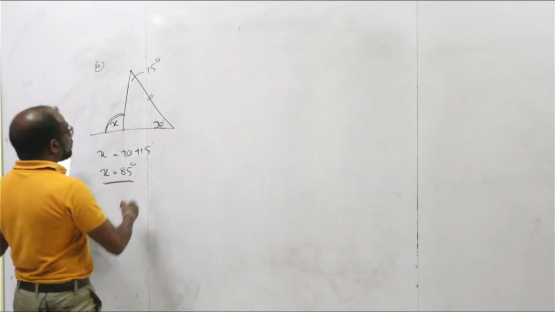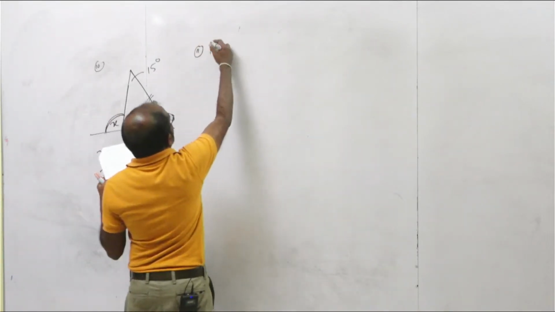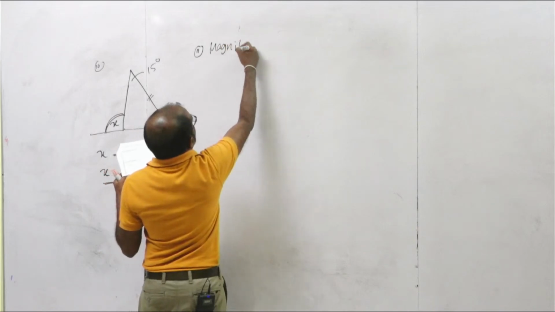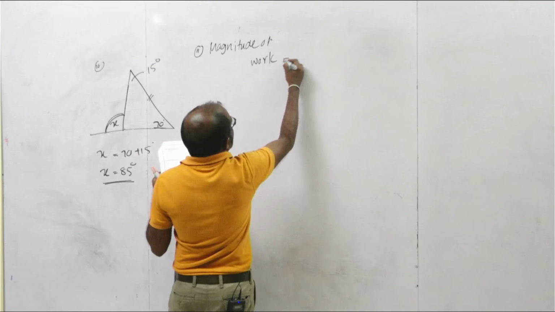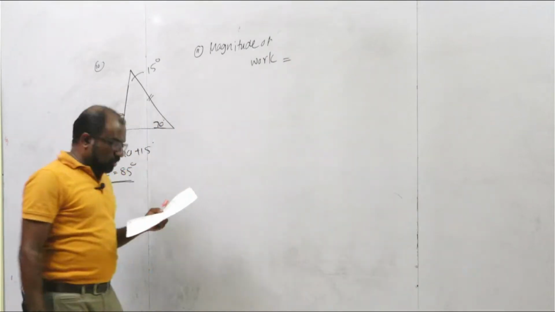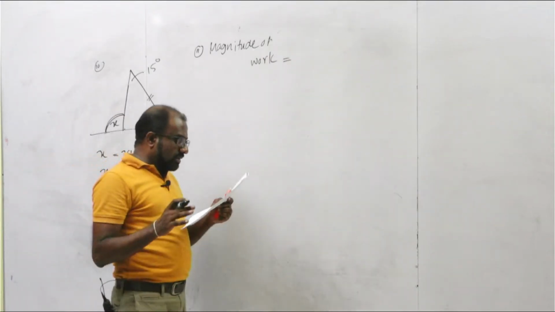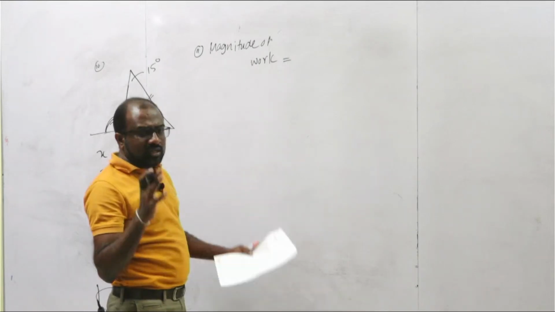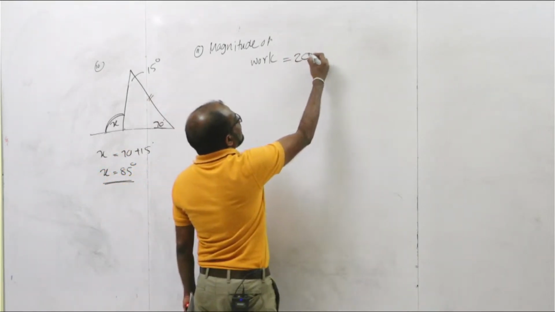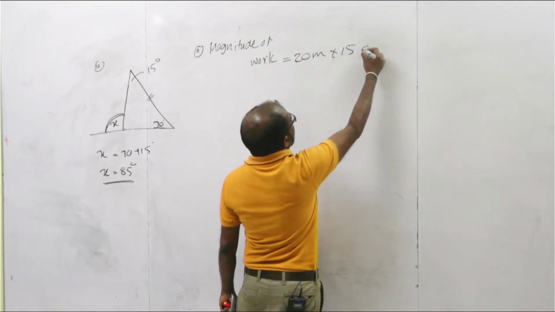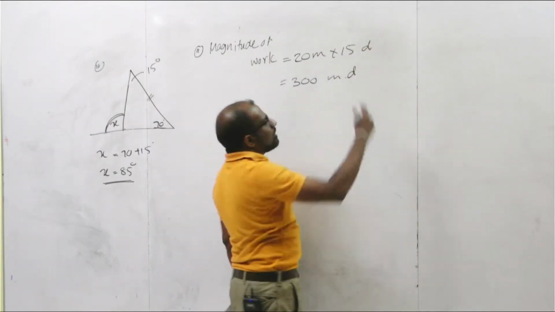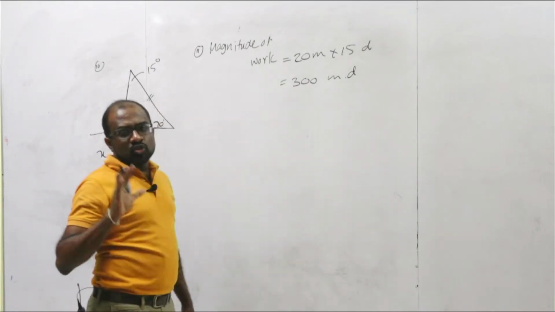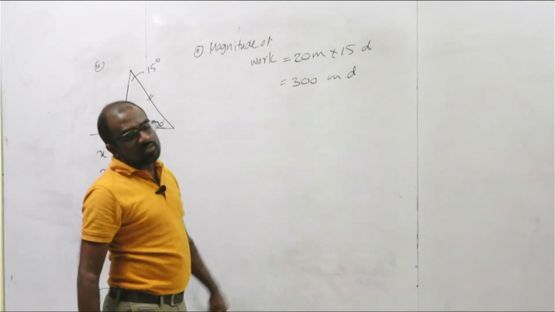Magnitude of work. It doesn't change. 20 men can complete a certain task in 15 days. 20 men, 15 days. That is 300 man days. The amount of labor you need to complete this task.